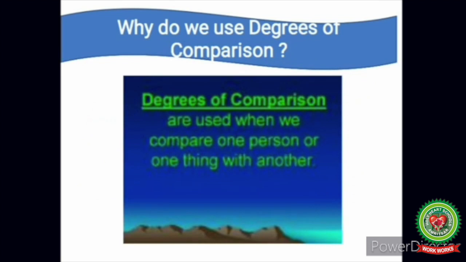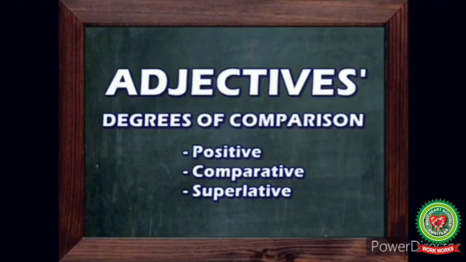So students, do you know why do we use degrees of comparison? Degrees of comparison are used when we compare one person or one thing with another. So there are 3 adjectives degrees of comparison for comparing one person or one thing with another, that are positive degree, comparative degree, and superlative degree. Now we will understand these 3 degrees one by one.